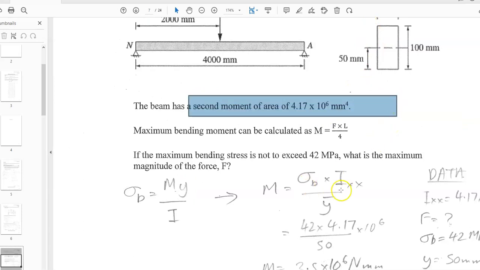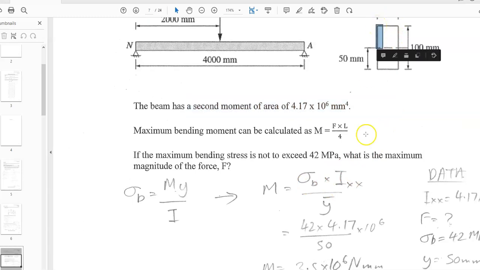If you plug in those values, if you plug in that the distance from the neutral axis to the extreme fiber is 50, we're going to use millimeters for everything. Why are we using millimeters? Because our assignment was given in millimeters. So we're using 50, the test gave us in millimeters. So we've got I is going to be this times 10 to the 6.